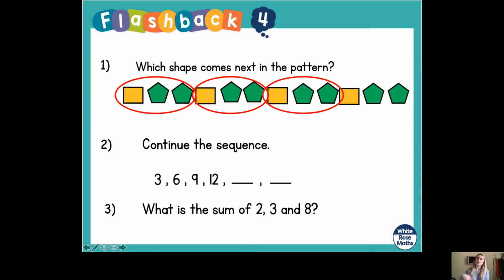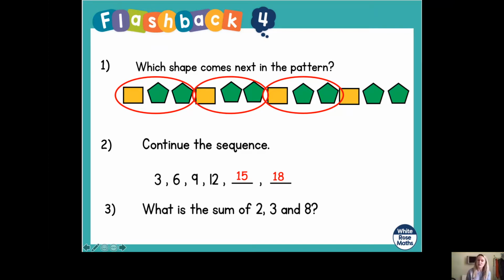So now that we know that it's counting forwards and in steps of 3, let's do 12 plus 3 to work out the next number. So 12 plus 3 equals 15. And 15 plus 3 equals 18. So there we go. We have completed the sequence by counting forwards in steps of 3.